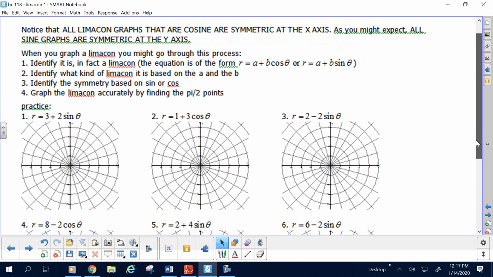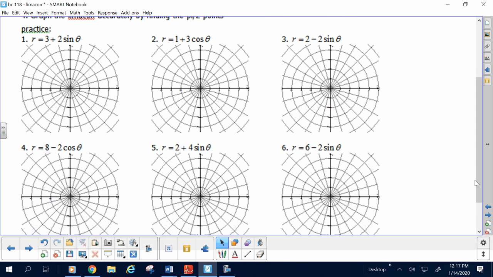Do you want to walk through the process then real quick? Let's do one together. Okay? So, is this a limacon? Yes. Symmetry at the x-axis or the y-axis? Y-axis, because it's sine. What kind of limacon? Convex, concave, cardioid, loop. It doesn't go all the way into the origin because these aren't equal, so it's just a concave or dimple. All right. So I would expect a concave limacon symmetric at the y-axis. Now let's graph it accurately.